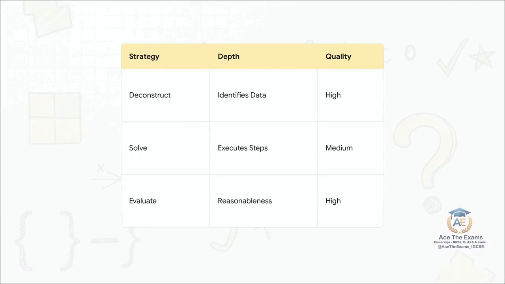Now check out that evidence quality column. Solving, like literally just executing the math steps, only gives you a medium evidence quality on its own. Crazy, right? The actual winning arguments lie in deconstructing the data properly at the very beginning and evaluating the reasonableness of your answer at the very end. That is where high analytical depth is actually proven. Did you spot that? That is the secret to unlocking those highest order assessment objectives.